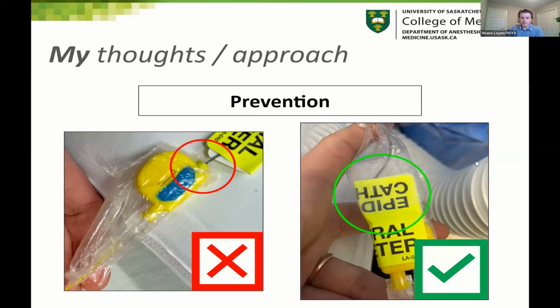I can't remember where I got the picture on the right. I think it was from the anesthesia resident group chat, but this is above and beyond. They do the epidural catheter tape, additional tape, some tegaderm. So this is what you want to do. You want to secure the catheter to the hub, not the hub to the tubing, if that makes sense.